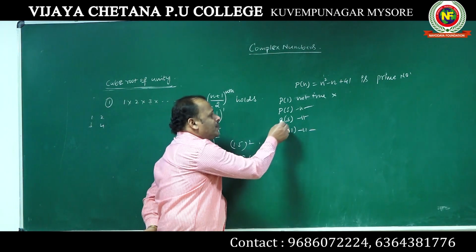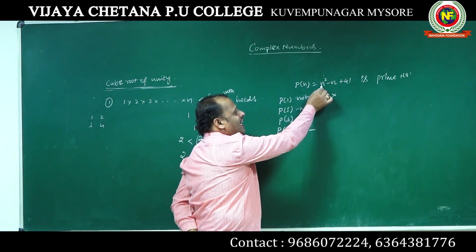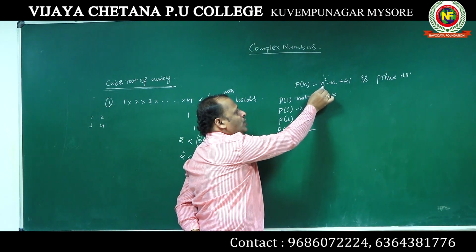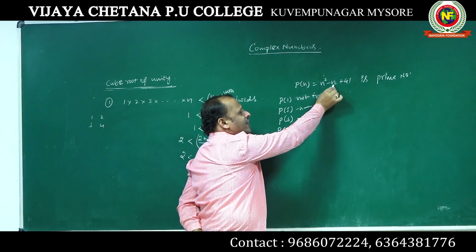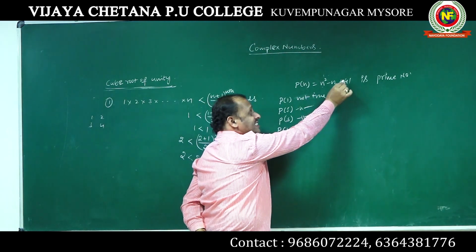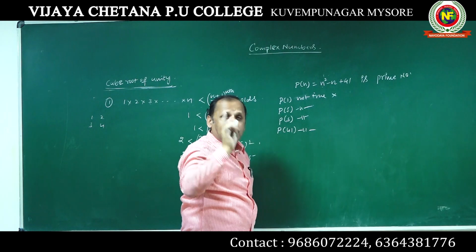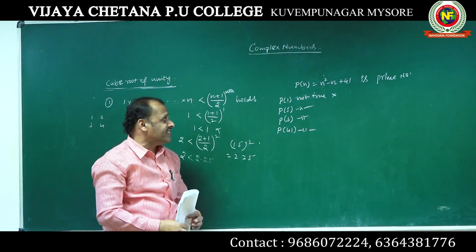If you substitute 5 here, this will get 5 square, 25. 25 minus 5 is 20. 20 plus 41 is 61. 61 is a prime number.